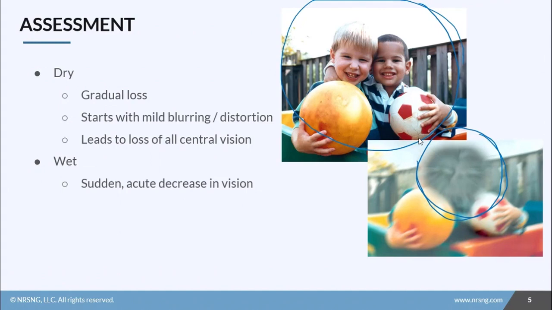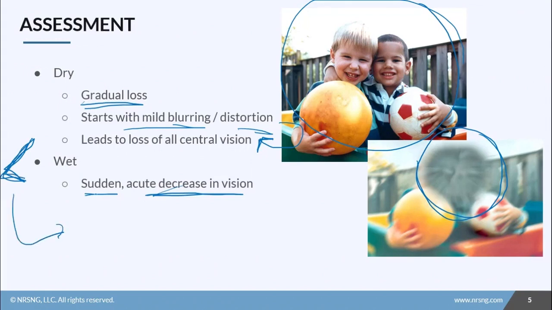So in dry macular degeneration, like we said, it's a gradual loss of central vision. It starts with mild blurring and distortion, and then it leads to the loss of all central vision. Wet is different because it's sudden and it's an acute decrease in vision. Now, both of these, whether the onset is acute or gradual, it's both the loss of central vision.